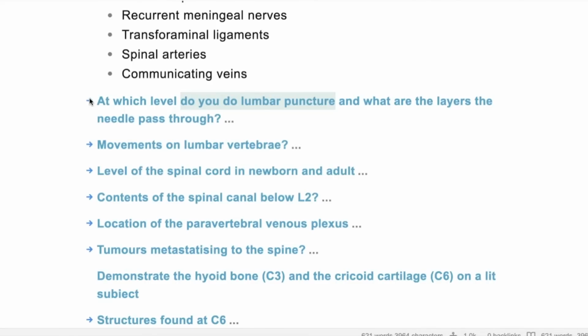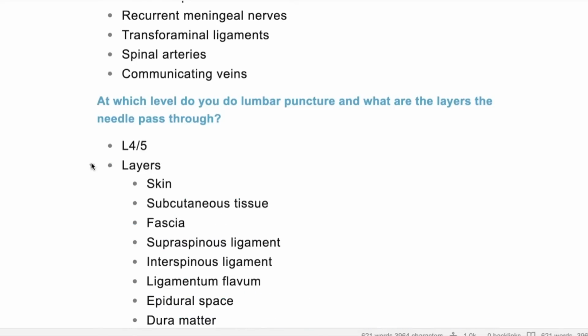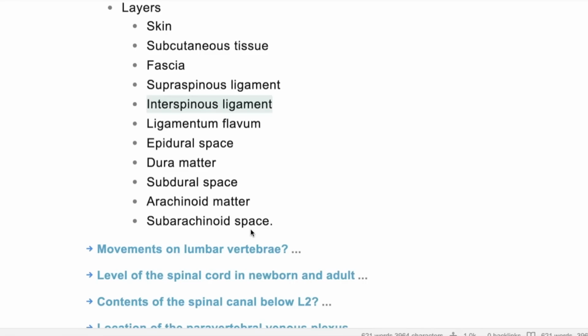And what are the layers that the needle passes through? The layers we need to pass through are skin, subcutaneous fat, supraspinous, interspinous, ligamentum flavum, epidural space, dura mater, subdural space, arachnoid mater, and subarachnoid space, where we will find the CSF. Well done. So you've said it very well. You can just mention the fascia, and when you're saying supraspinous, just say that it's a ligament, supraspinous ligament. And when you say interspinous, just say interspinous ligament and ligamentum flavum, and so on.